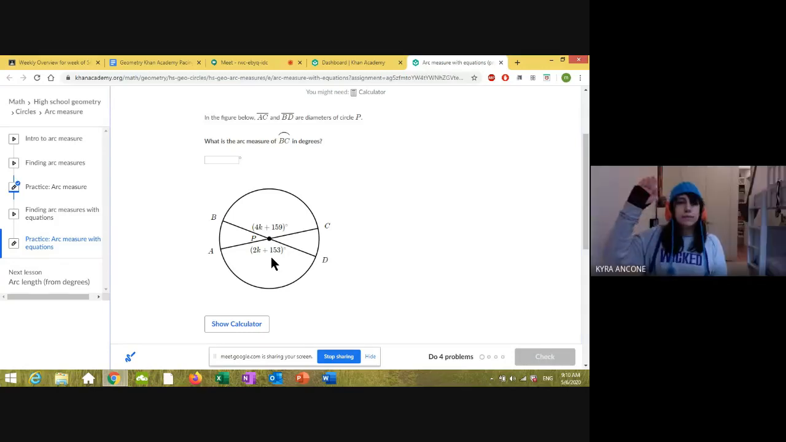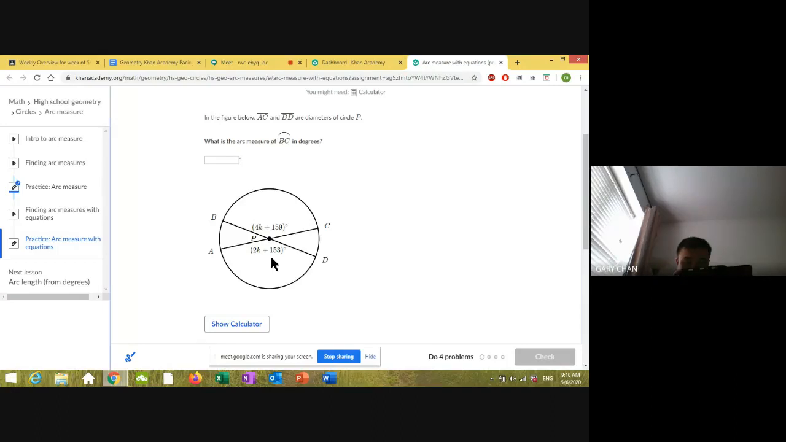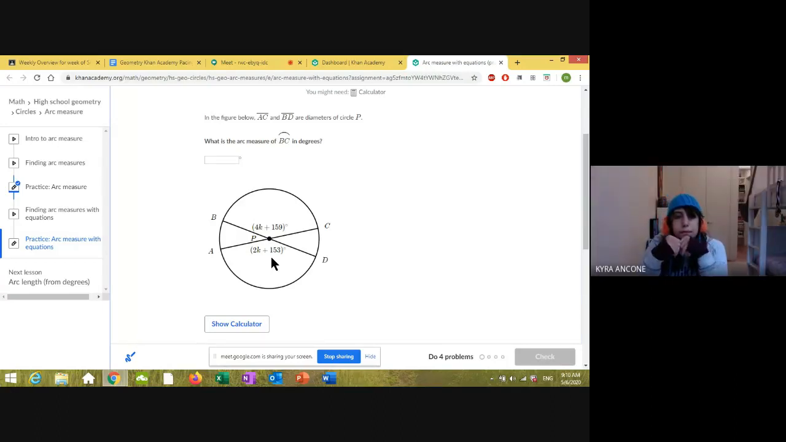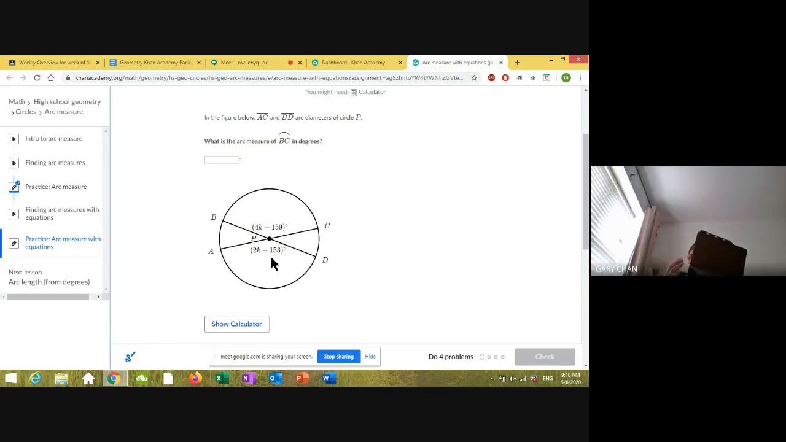Anybody know? Yeah, Kira. Well, angles BPC and APD are vertical angles, and as I say, vertical angles are congruent, so we just set them equal to each other and find out what k equals, and then we plug that into the equation, and then we get our answer. Excellent. So we apply concepts of vertical angles in there. I'm going to give you guys maybe 30 seconds to go about doing that, because I think everyone here is capable of doing that. Go ahead.